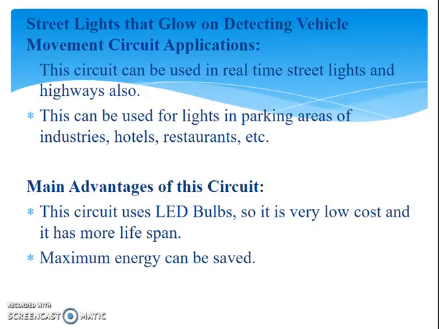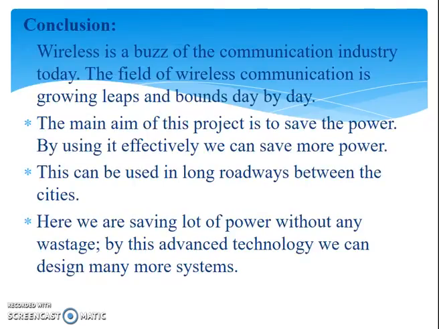Some of the main applications of street lights that glow on detecting vehicles are: this circuit can be used in real-time street lights and highways also. This can be used for lights in parking areas of industries, hotels and restaurants. The main advantage of this circuit is that it uses LED bulbs, so it is very low cost and has a longer lifespan. Maximum energy can be saved.